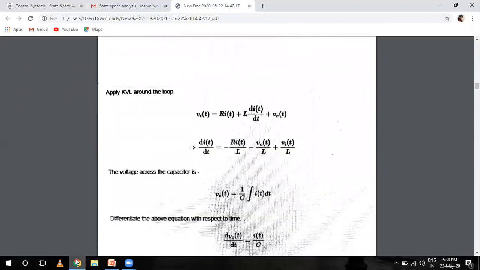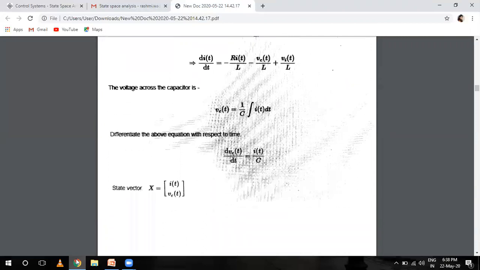Applying KVL around the loop, vi(t) = R i(t) + L di/dt + vc(t). Taking di/dt on the left side, the equation becomes di/dt = -R i(t)/L - vc(t)/L + vi(t)/L. The voltage across the capacitor is vc(t) = 1/C integral of i(t) dt. Differentiating this equation with respect to time, dvc(t)/dt = i(t)/C.